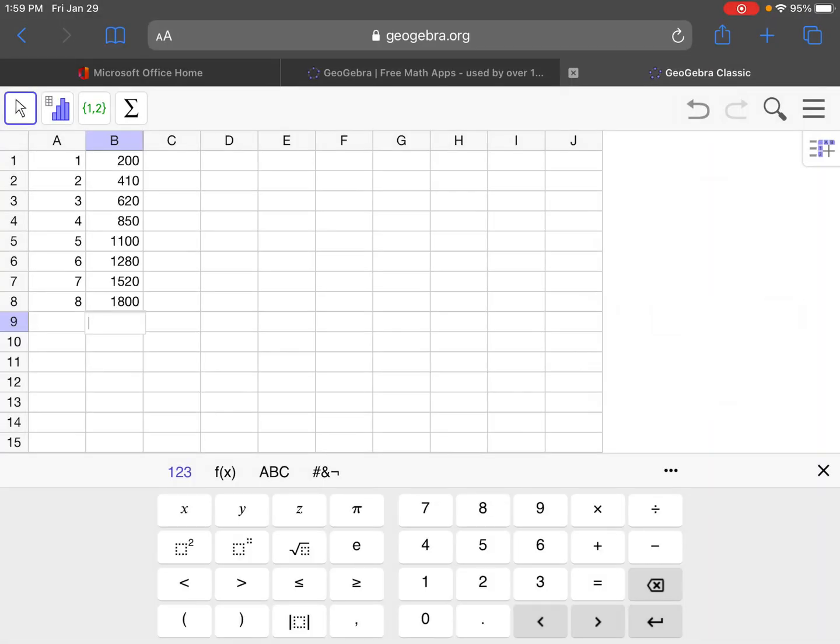I wanted to show you how to use a little bit of technology when it comes to linear regression equations. So if you log into geogebra.org, that's where you need to be, and go to Geogebra Classic. This is what we're working with.